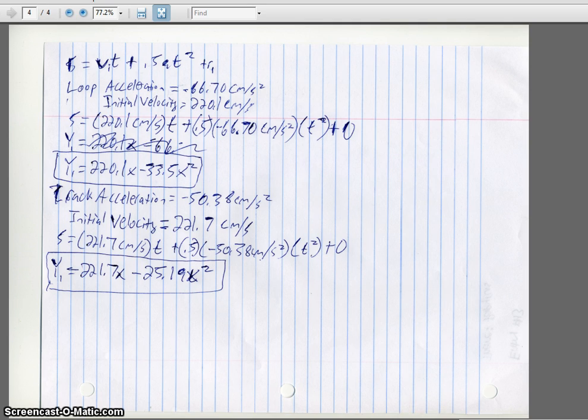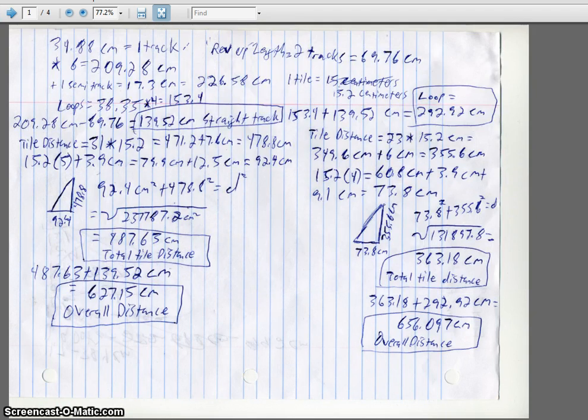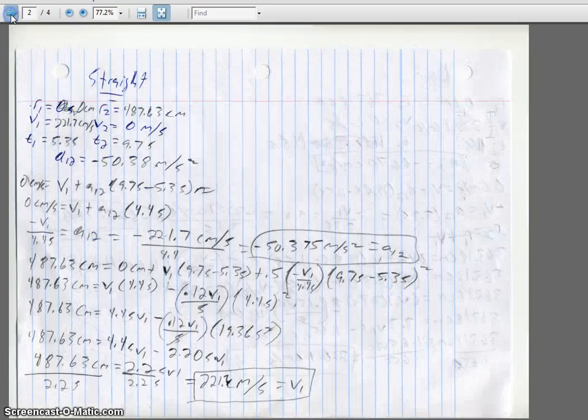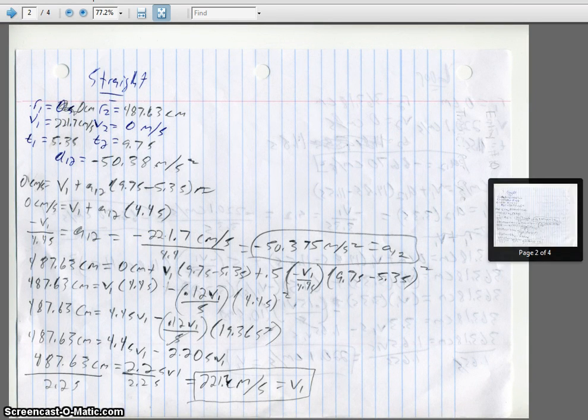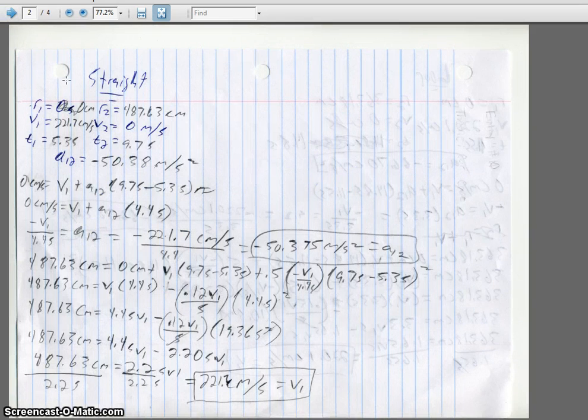Alright, so here are the mathematics that I did. Here are just some quick measurements that I used. I could have measured everything, but because the car didn't go exactly in a straight path, I used the Pythagorean theorem, and like I said, I could have measured it, but what's the fun in that? And so here's my computations for the straight track.